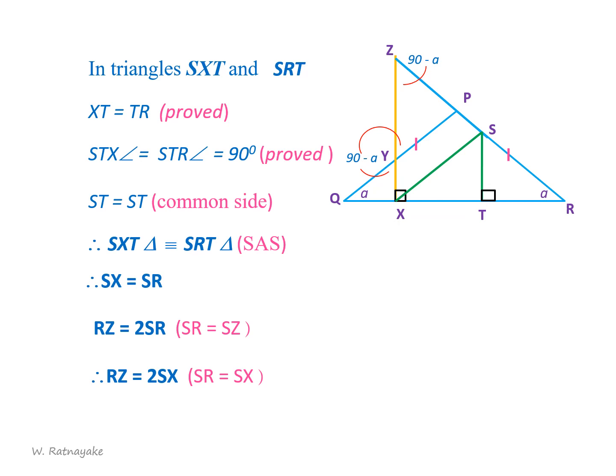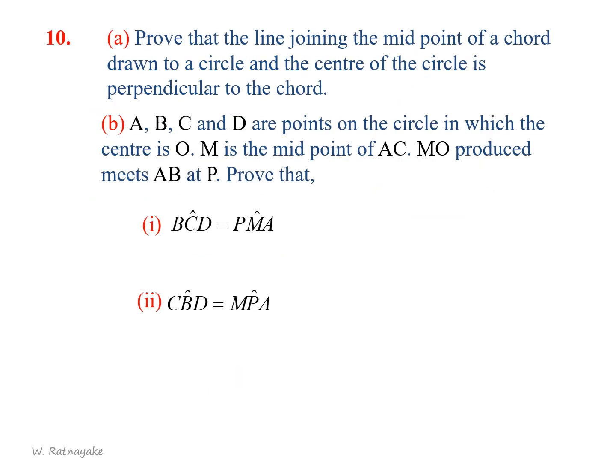Question number 10 has two parts, A and B. Part A is: prove that the line joining the midpoint of a chord drawn in a circle and the center of the circle is perpendicular to the chord. That is part A of the question. We have to prove a theorem.